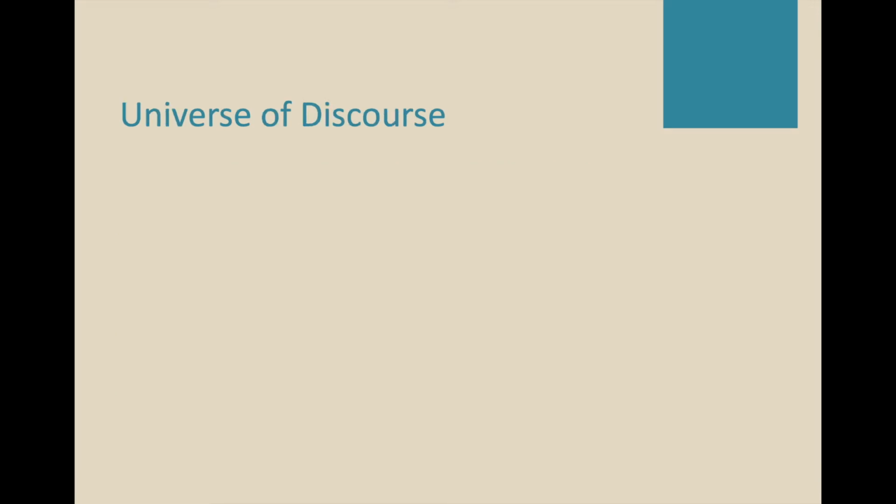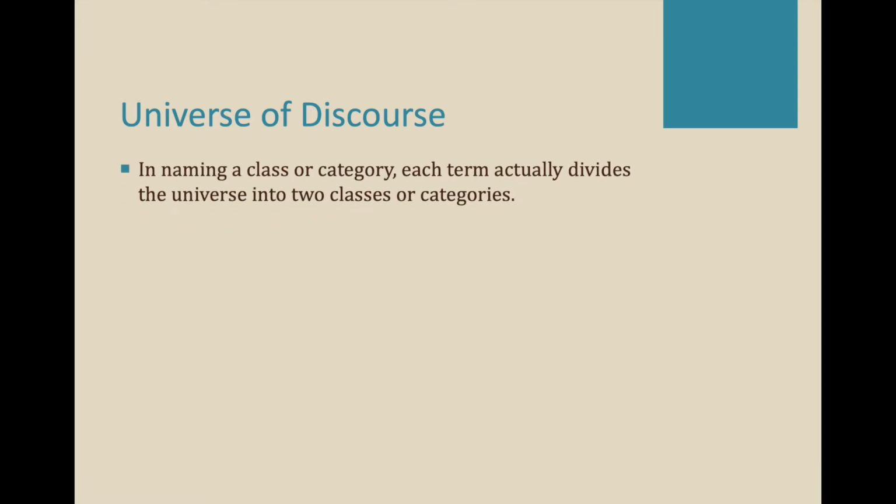So all of this happens in what we call the universe of discourse. And the idea of the universe of discourse is simply a way of thinking more practically or more efficiently about all of the different categories or classes of things that you want to refer to with the terms in your statements and then ultimately also with the terms in your whole argument. So what do we mean by the universe of discourse?